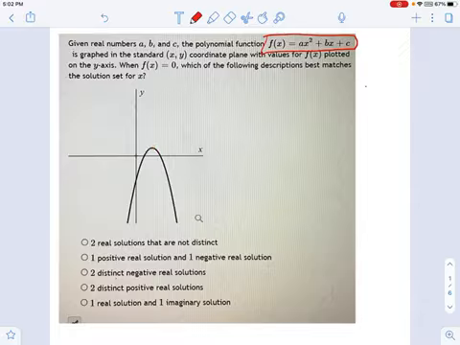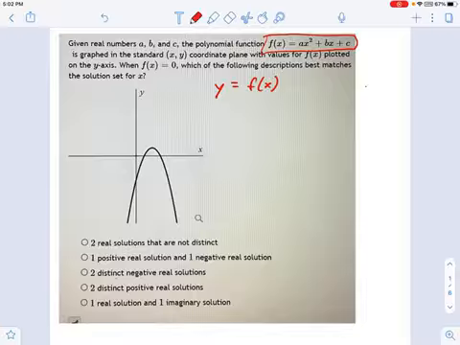And I want to know when f of x equals 0, in other words, y equals 0. Remember, y is typically represented as f of x. When y equals 0, which of the following descriptions best matches the solution set for x? So let's talk about that phrase right there, the solution set for x. What that means is, when y equals 0, right here, what is the solution set for x? In other words, what x values are true?